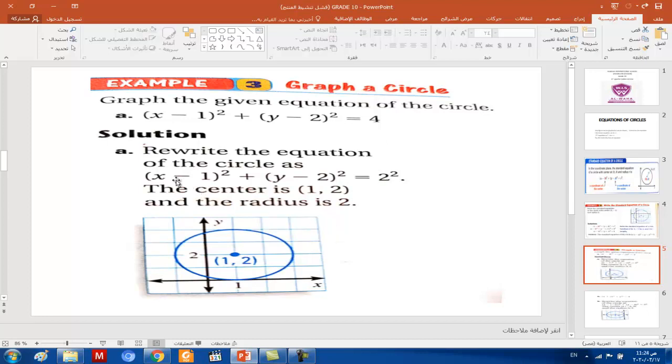What if the x minus 1 becomes x plus 1? So the center will equal x minus h. So if x plus 1, x plus 1 power 2, the h here will equal negative 1. You must change the sign of x and y to find the center of the circle. Next example.